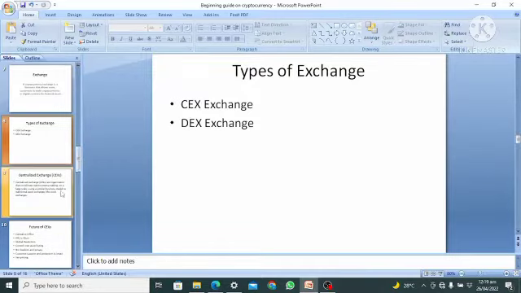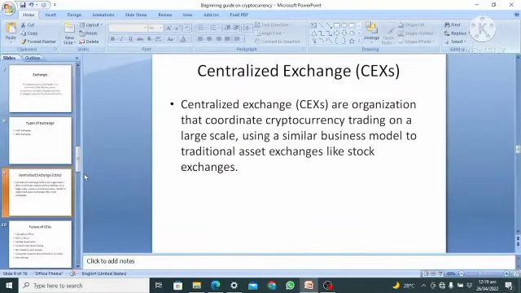So let's continue. Let's look at what this centralized exchange is all about, and what the decentralized exchange is all about. A centralized exchange is an organization that coordinates cryptocurrency trading on a large scale, using a similar business model to traditional asset exchanges like the stock exchange. Centralized exchange is talking about an organization that coordinates cryptocurrency trading.